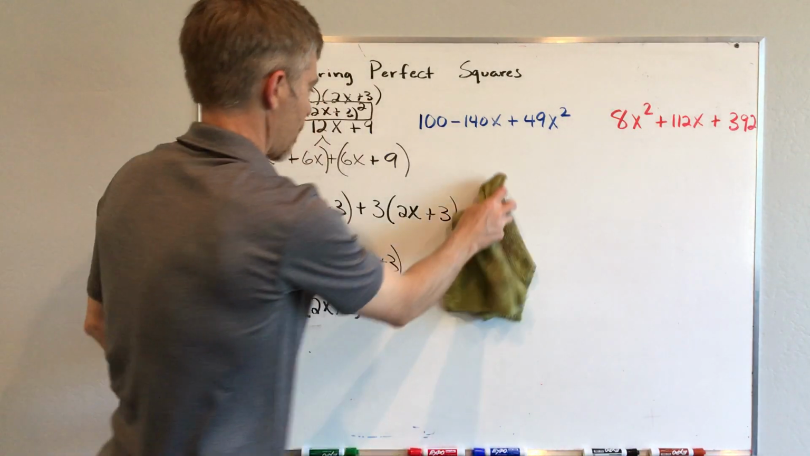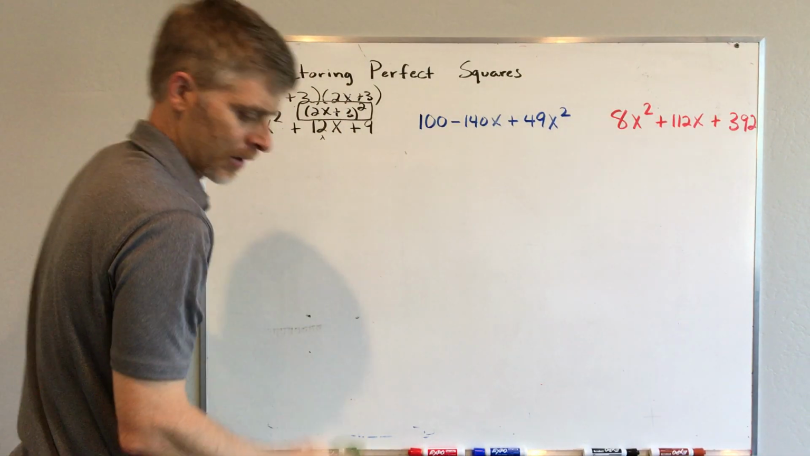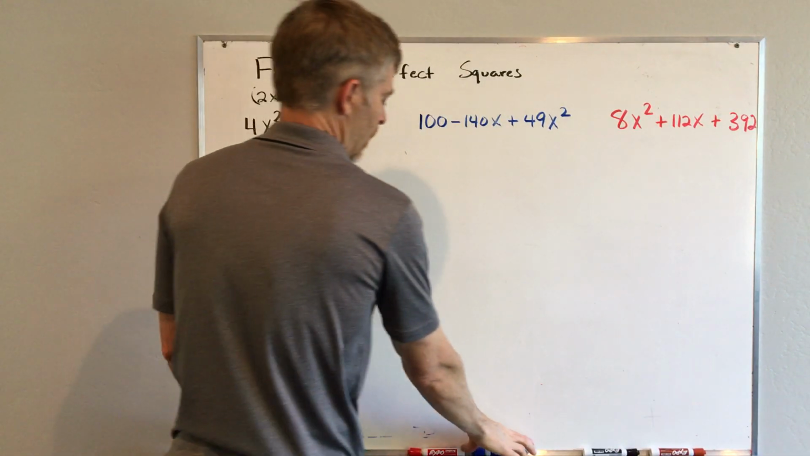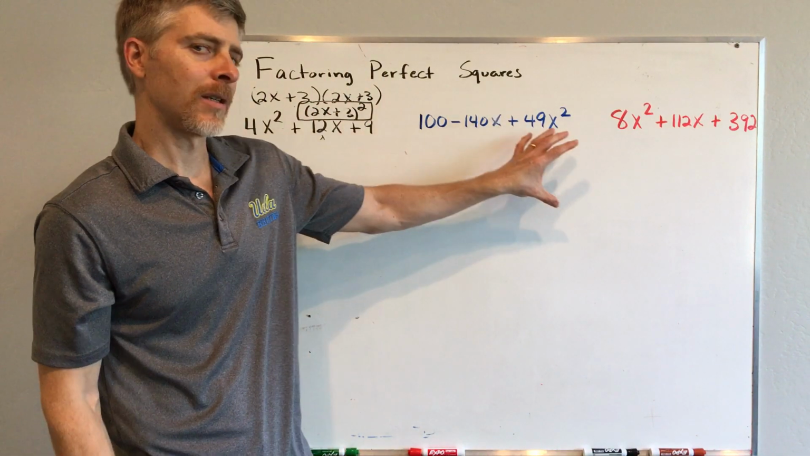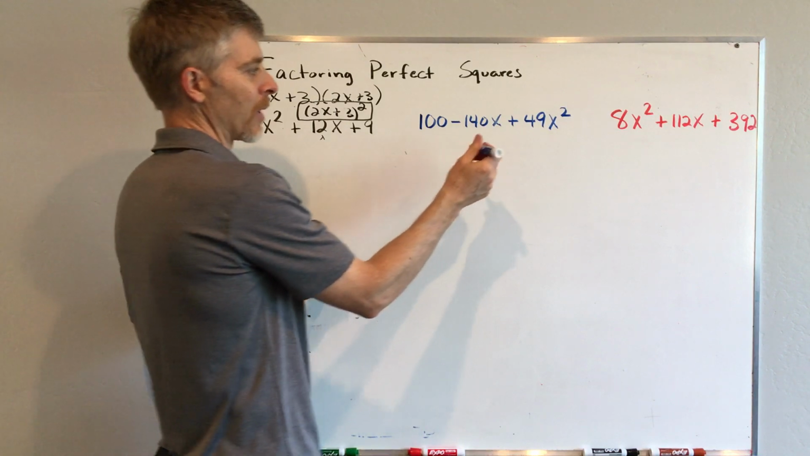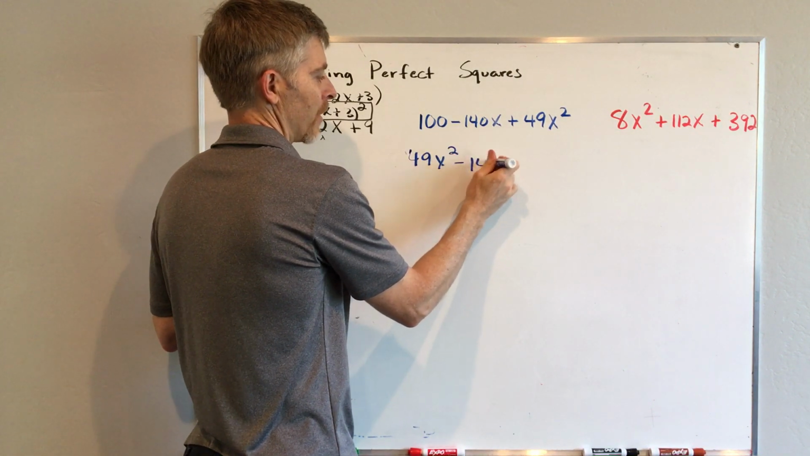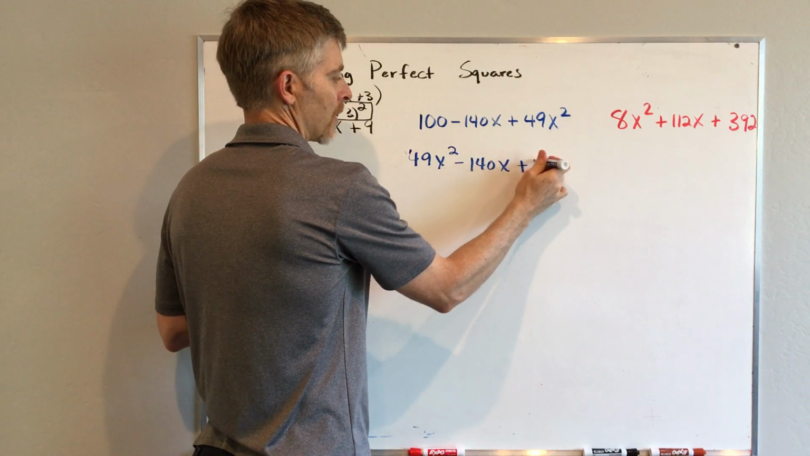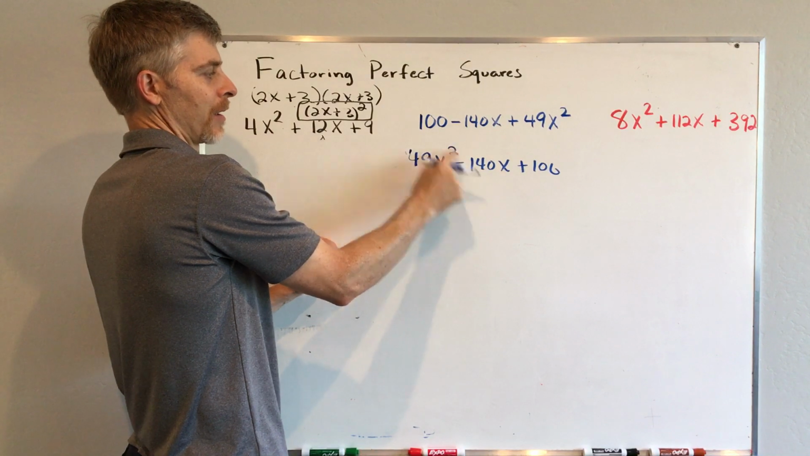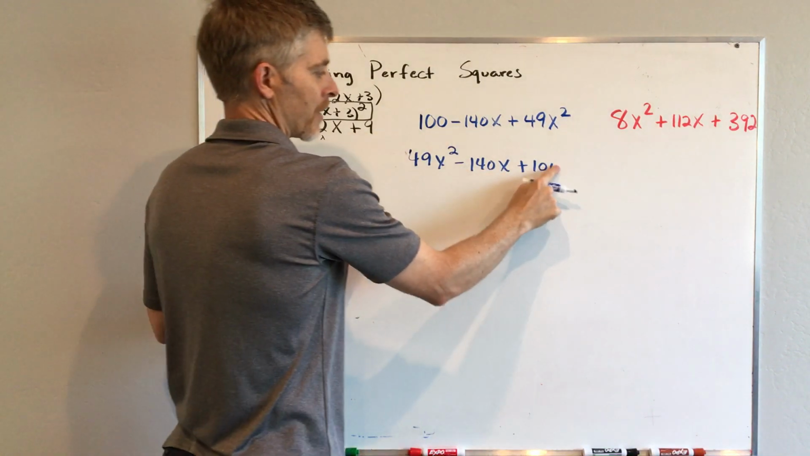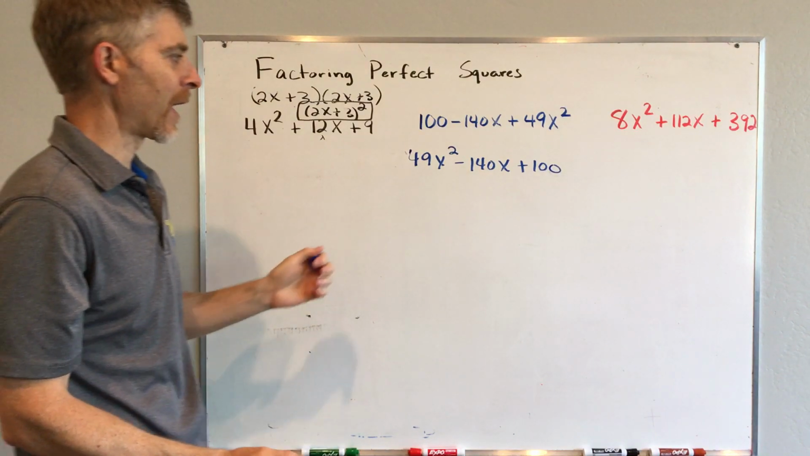Let me erase here so I have more room. All right, so this trinomial is written backwards. We really like them in descending order if we're going to factor. So let's rewrite it. 49x squared minus 140x plus 100. That's a positive, positive. That's a negative, negative. That's a positive, positive. Let's fix that. 100. All right, is there a greatest common factor?